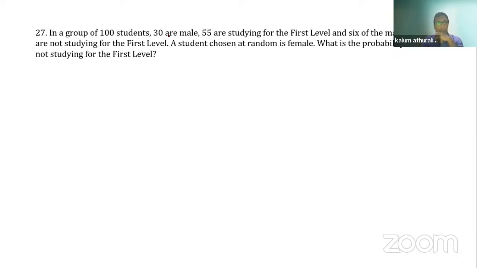In a group of 100 students, 30 are male, and 55 are studying for the first level. Six of the male students are not studying for the first level. A student chosen at random is female. What is the probability that she is not studying for the first level? Right, now we can draw the Venn diagram.